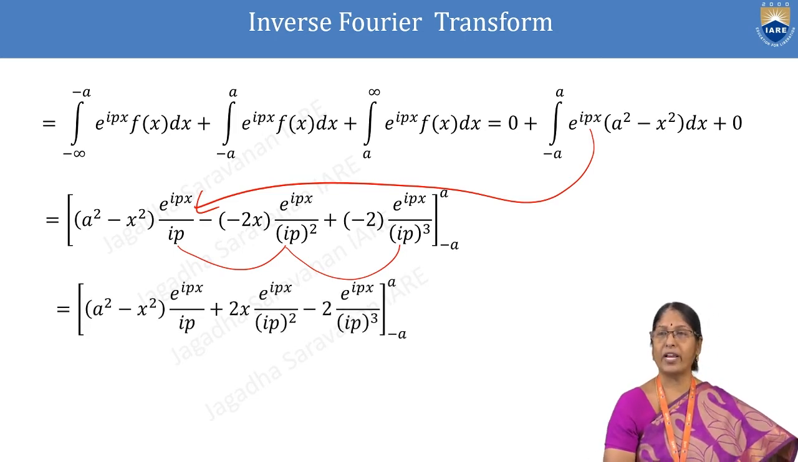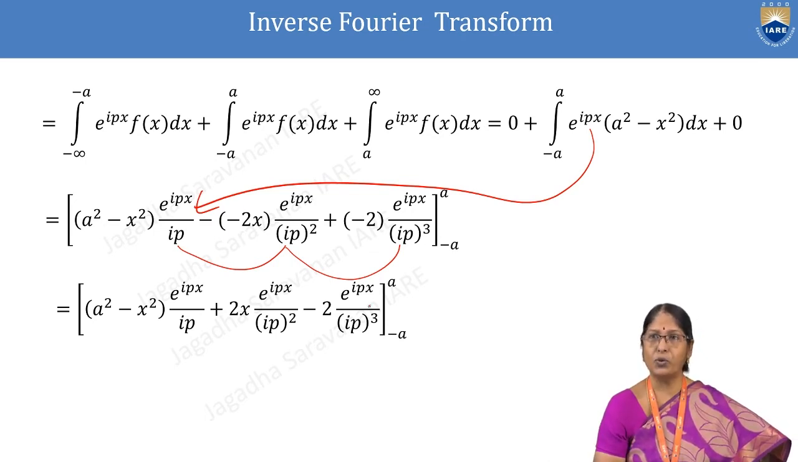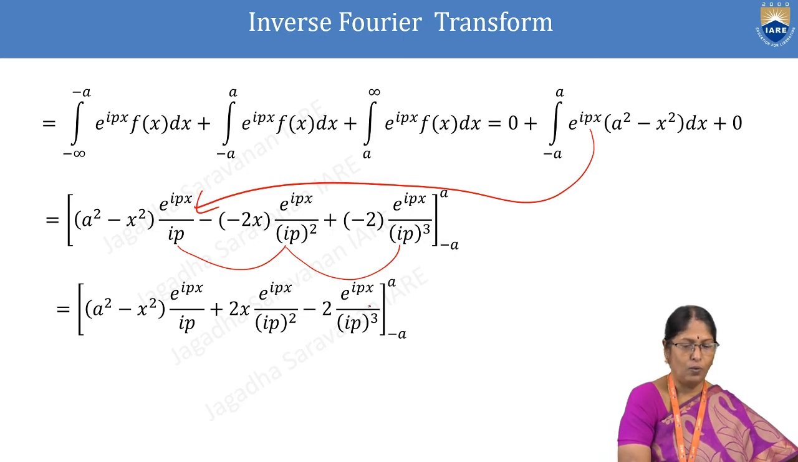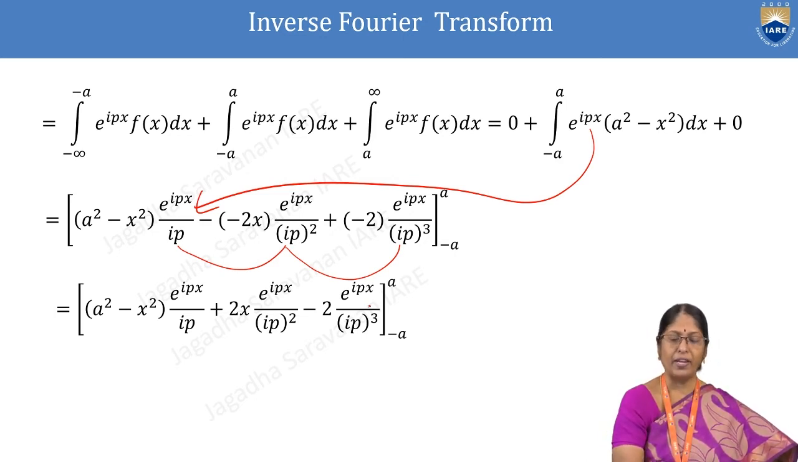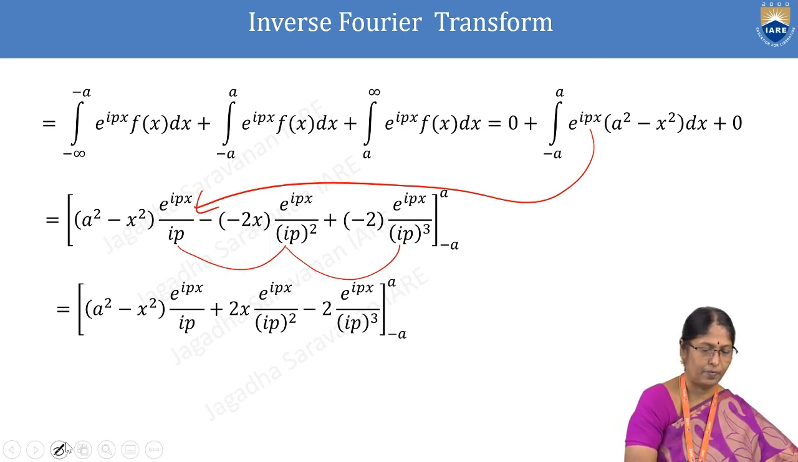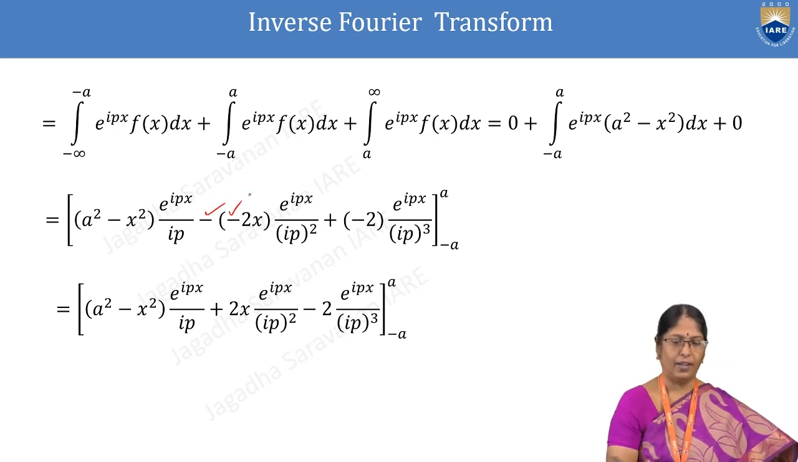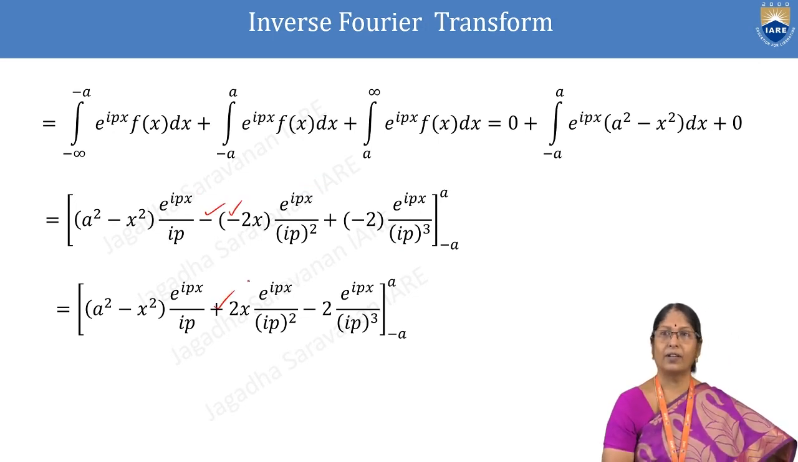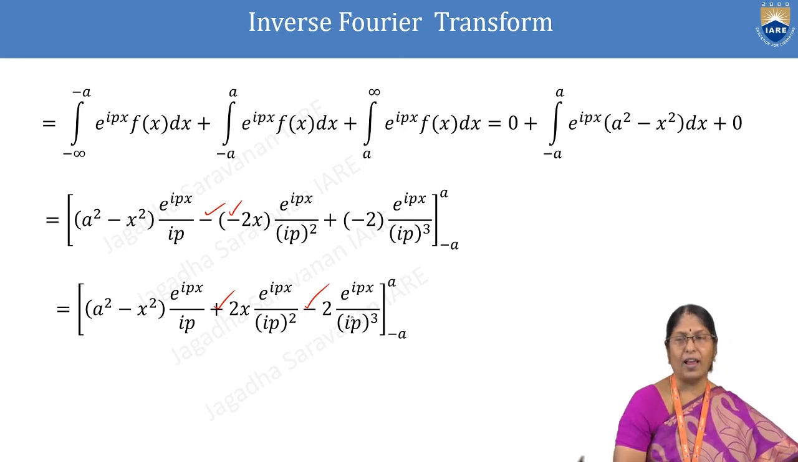Before substituting the limits from minus a to a, for the simplification, if there are any negative signs, we will handle them first to avoid careless mistakes. Here minus into minus has become plus. Next, plus into minus, here it is minus. Now, everything else remains as written.